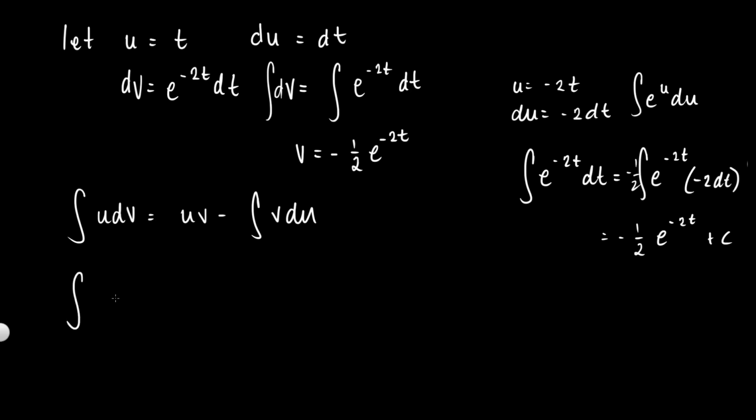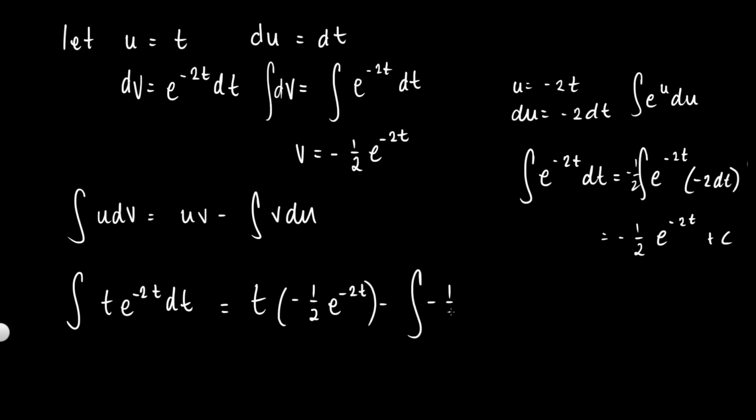So, the integral of t times e raised to minus 2t dt is equal to u, which is t, times v, which is negative 1 half e raised to minus 2t, minus the integral of v, minus 1 half e raised to minus 2t. Yan. Ano sunod? Du. What is du? Du is dt. Okay na.